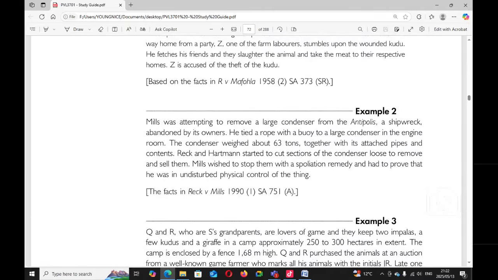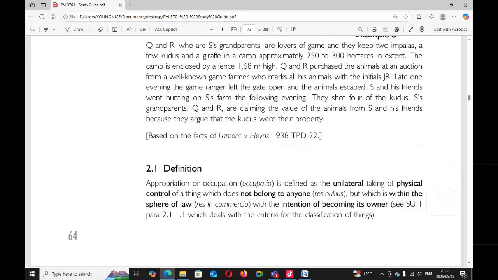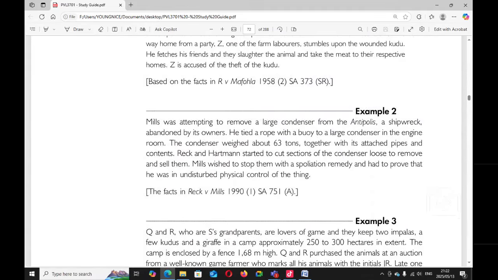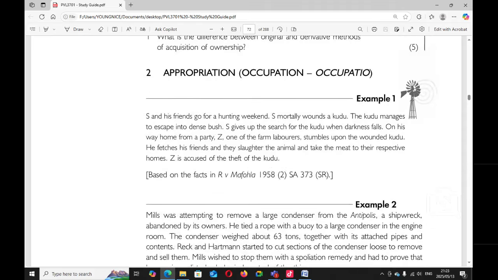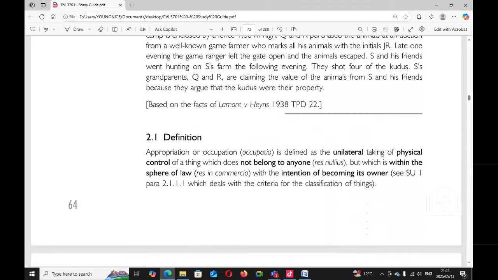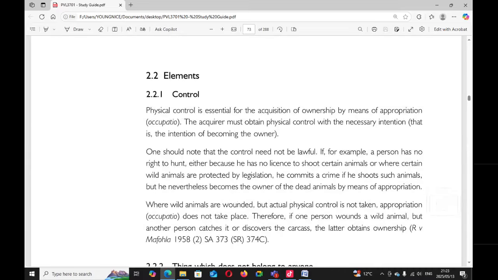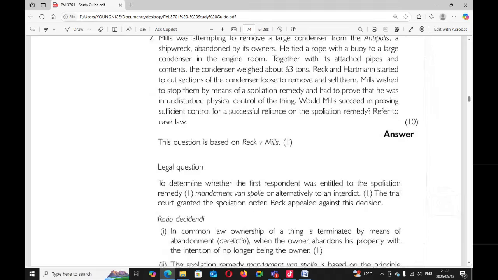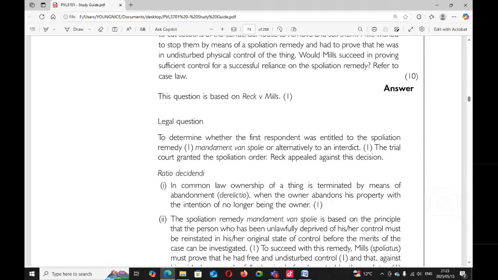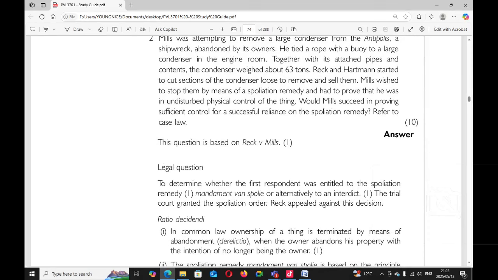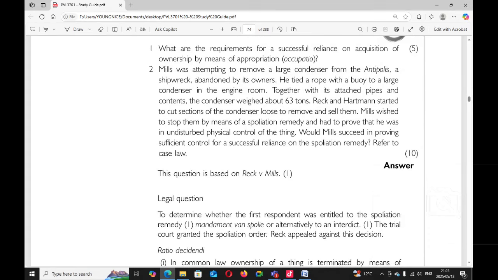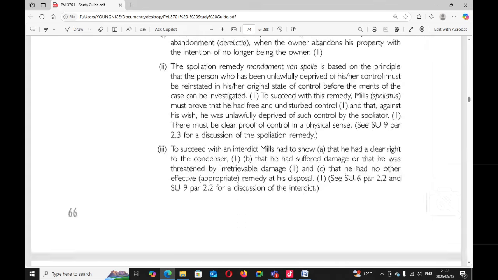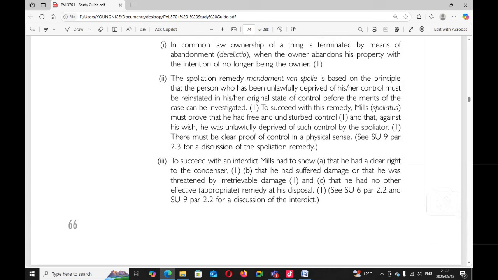Okay, we are at the spoliation now, right? We have a case of Ruch versus Mill. Which remedy was used under appropriation? Spoliation. Yes, the spoliation. I don't know why you guys, because we only focus on the ring to determine whether the person is the owner of the dog or what. We use the spoliation, and it is the case on page 66. You can see.